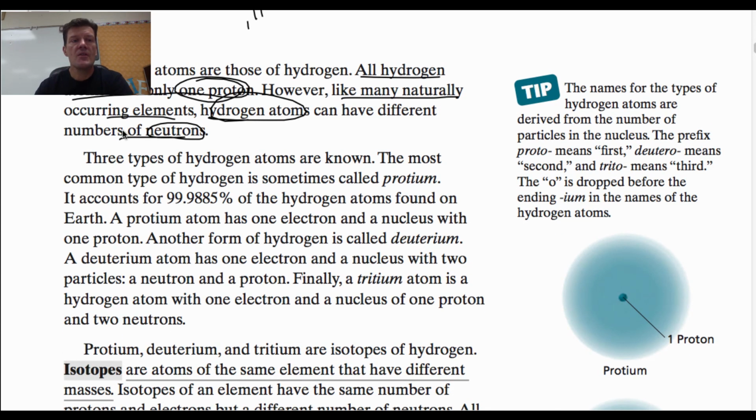So, those are called isotopes. 3 types of hydrogen atoms are known, 3 different isotopes. Okay, it doesn't mean that they all appear in nature in the same abundance. Most of hydrogen, as we know it, is what is called protium. Okay, and then there's deuterium and tritium. Protium has 1 neutron. This has 2 neutrons. And this has 3.